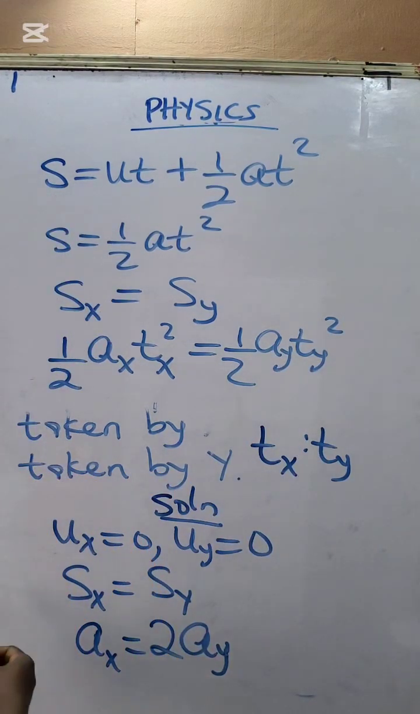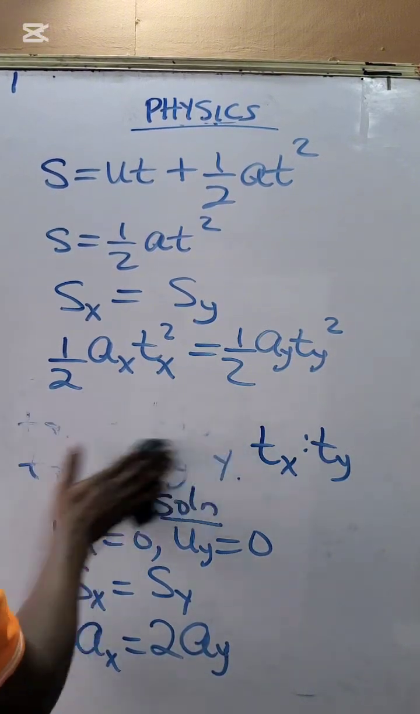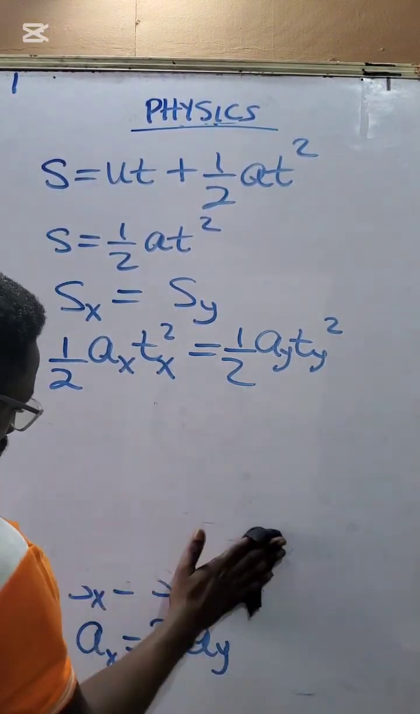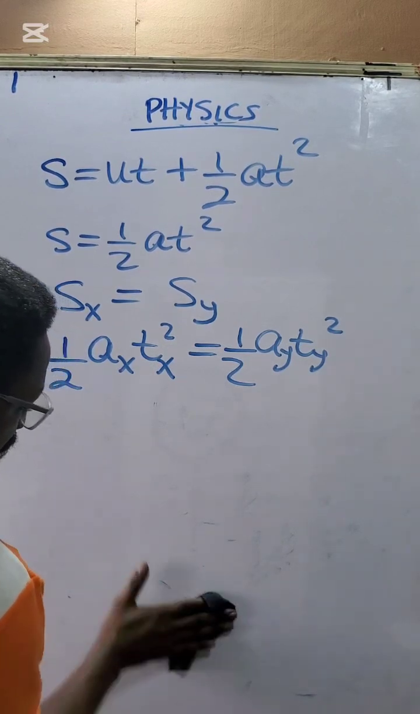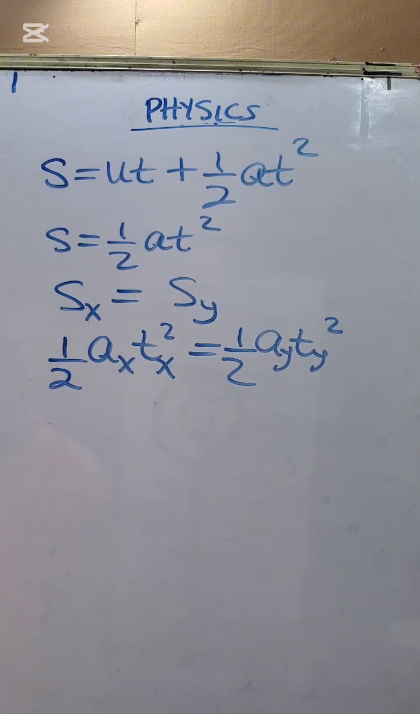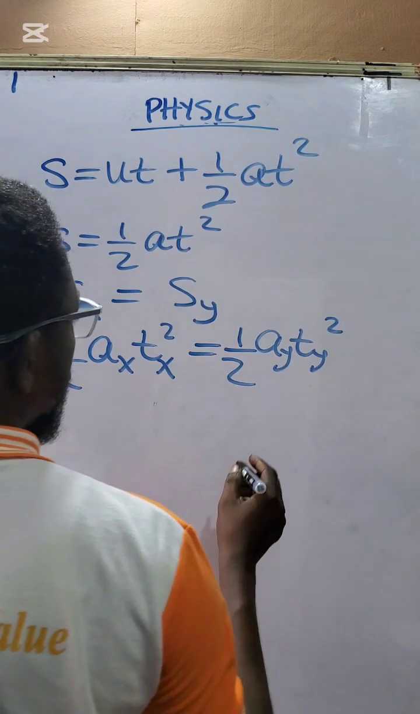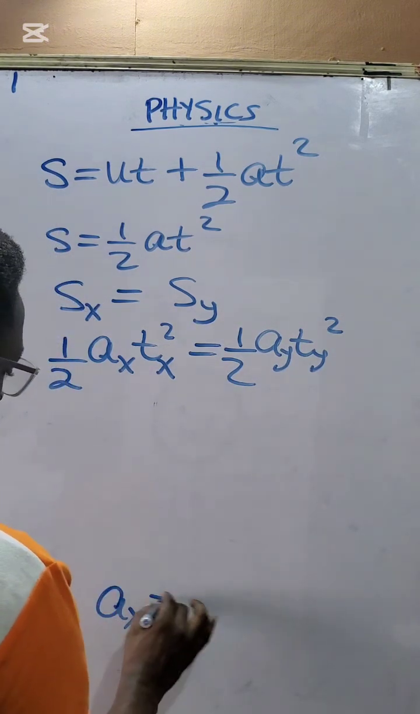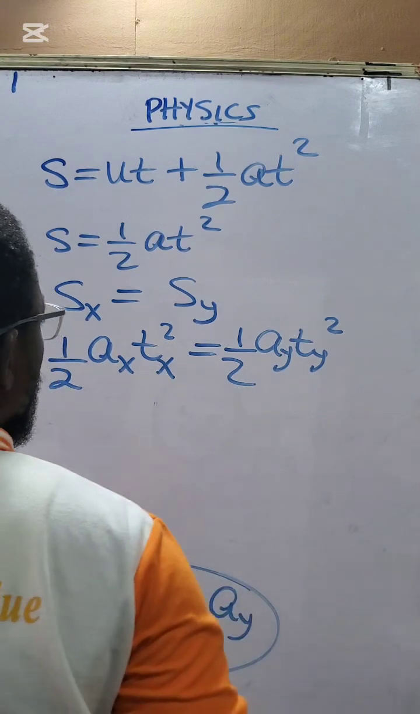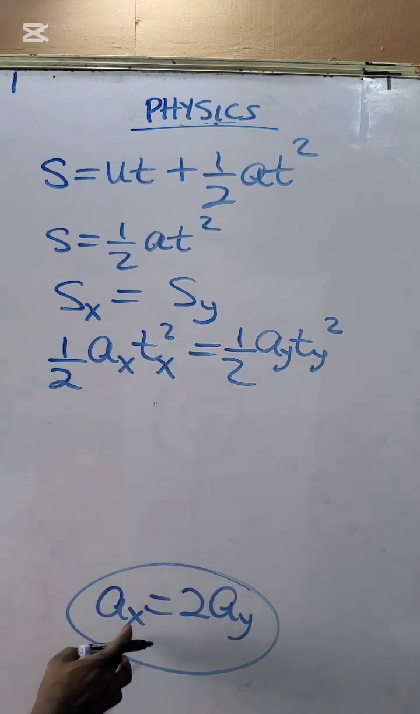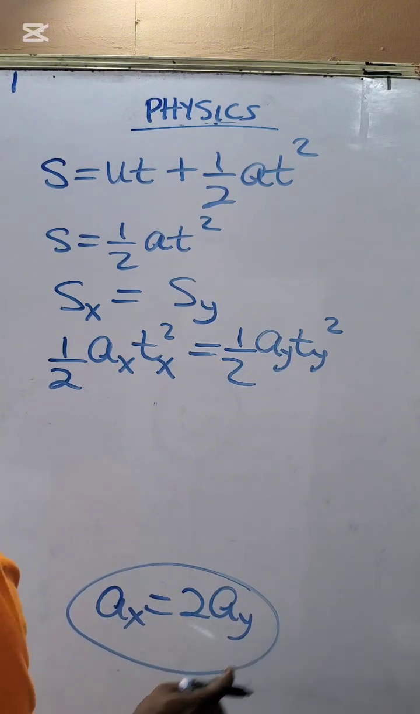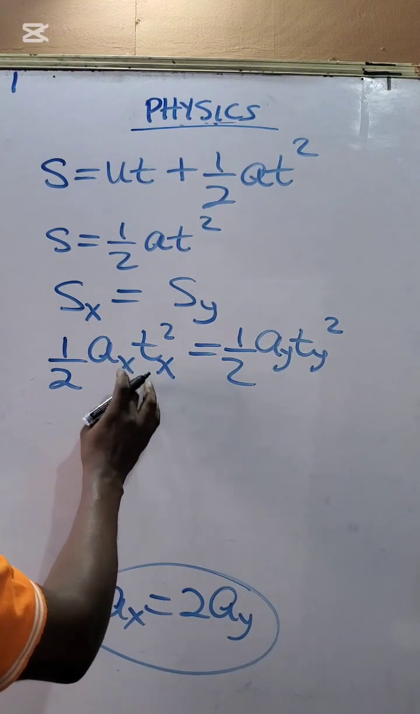So now that I have that, remember, I'm looking for the ratio of time of X to time of Y. And then we're told that the acceleration of X is twice that of Y. Acceleration of X is twice the acceleration of Y. This one is very important too. So we need to substitute this now. So anyway, it's AX. We're going to put 2A, substitute Y.